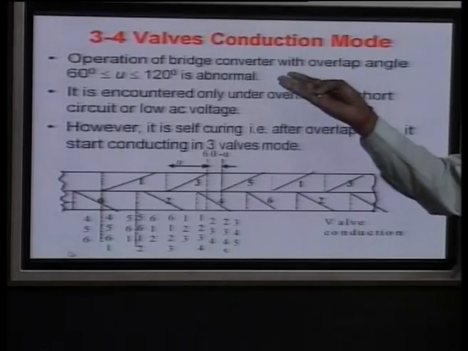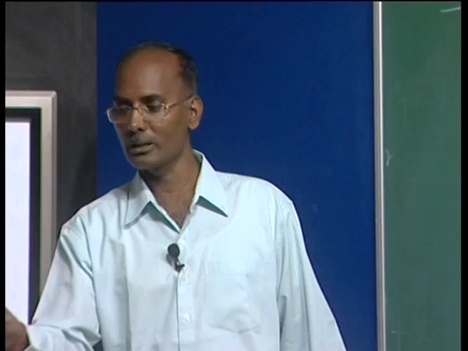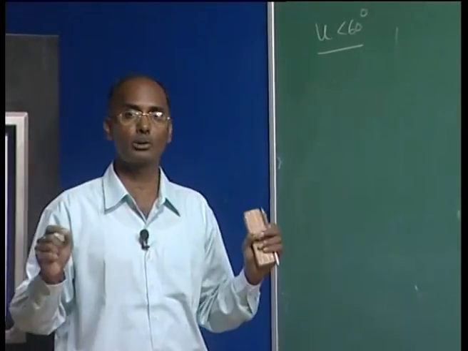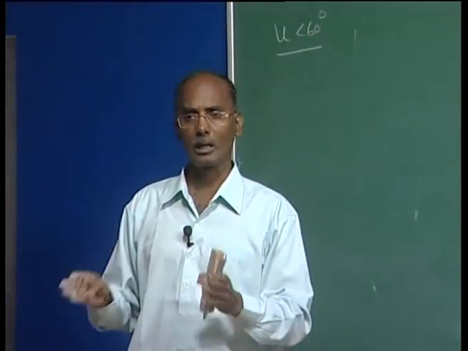And as I said, this is an abnormal condition, automatically in the next cycle it is cleared. Once u exceeds 60, this condition will arise, otherwise we will always have 2-3 valve conduction, that is normal operation, I can tell you.